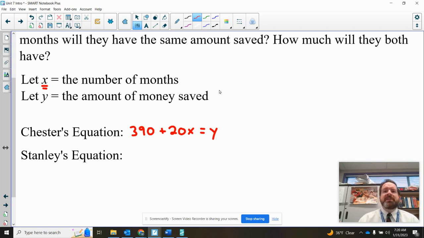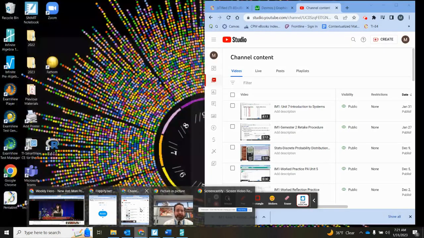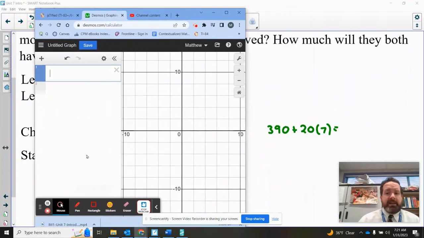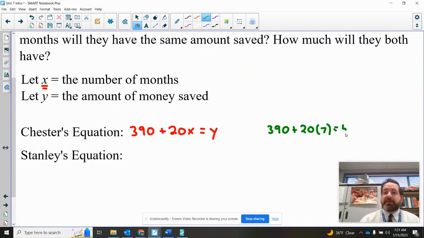So just to verify that this works, we already know that after 7 months, he should have saved $530. That's what we saw in the previous example. So if I take this X and put in a 7, I'm going to do that over here off to the side. Just think it through. So $390 plus that $20 for 7 months, that should be $530. Let's check it out. So I'm going to take $390 plus that $20 for 7 months, and yep, sure enough, he ends up with that $530. This again was just a check to make sure this equation does what we want it to.